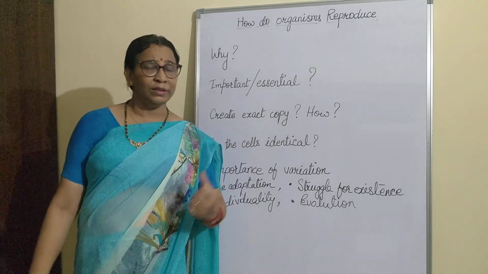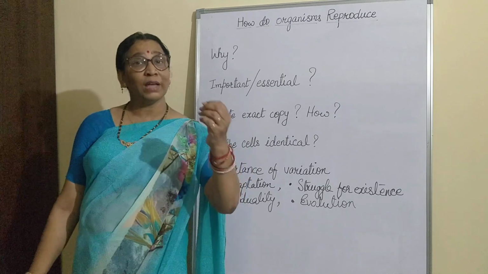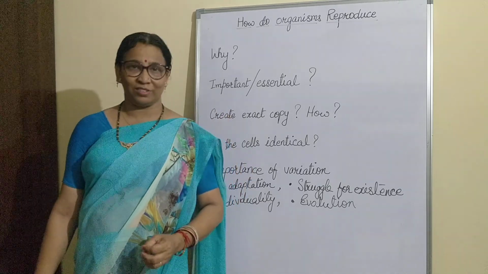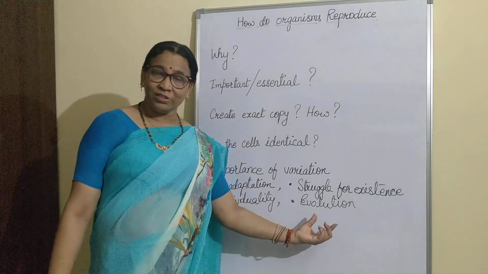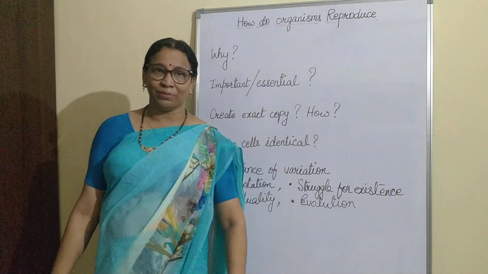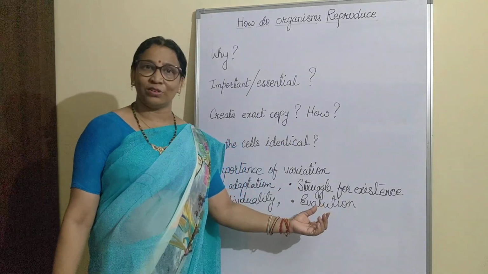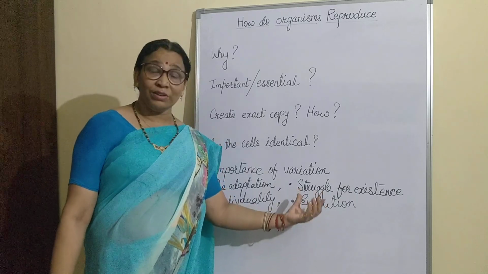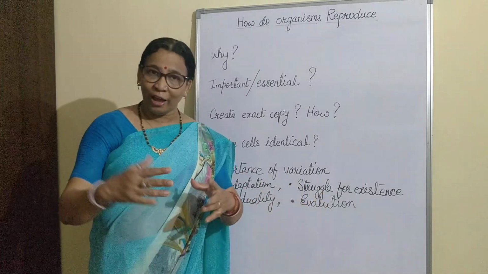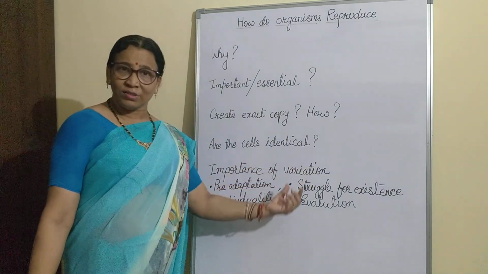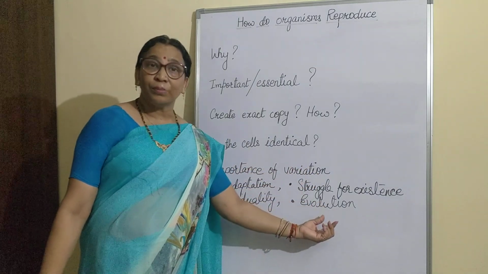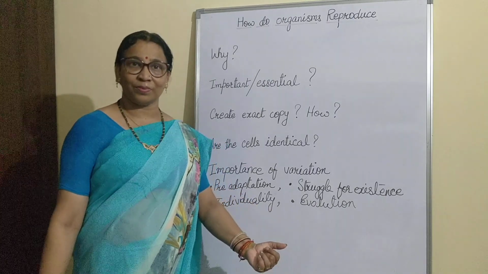So from where they have come? It is because of the accumulation of the variations. And that is the evolution. You will study in your next chapter in heredity and evolution, that how these variations have accumulated and formed new species. So variation is important because it helps in producing new species.